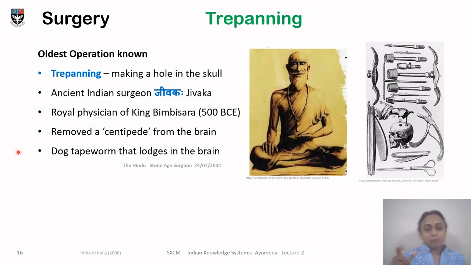Tapeworms are these helminths that are found inside the human body that grow and develop there, and some of them can migrate to the brain. So this operation actually refers to the removal of this dog tapeworm from the brain.